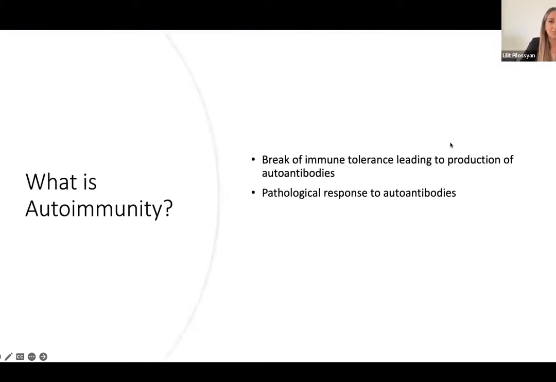All right, so I'm going to start off this talk by just asking the question of what is autoimmunity? And simply, very simply put, it's basically a break of our immune tolerance leading to the production of autoantibodies. And it's this pathological response to these autoantibodies that leads to disease states of autoimmunity.